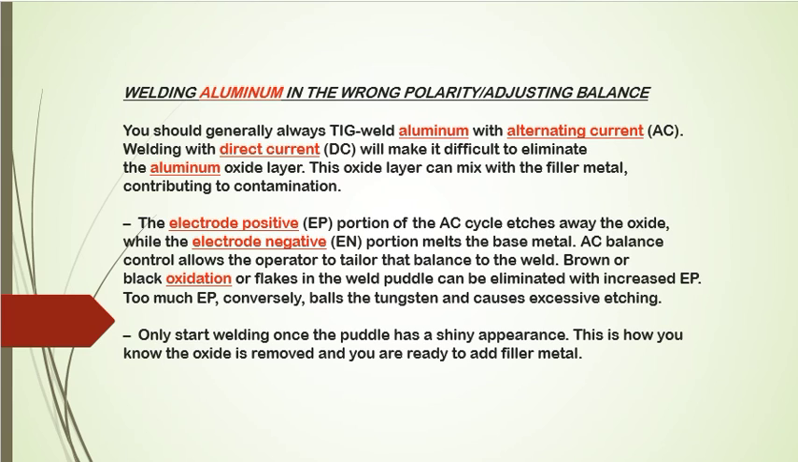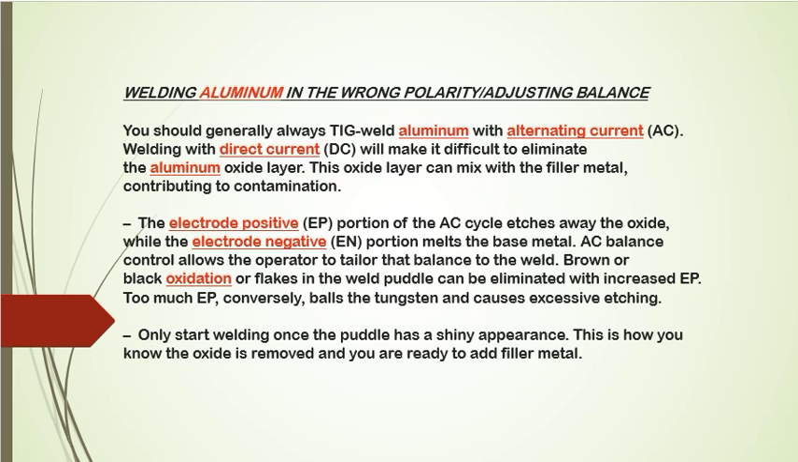You should generally always TIG weld aluminium with alternating current. Always use alternating current. If you use direct current, it will be difficult to eliminate the aluminum oxide layer. When you are welding aluminum, an aluminum oxide layer is created. With DC welding, that oxide layer cannot be removed, and it will be melted with your base metal and contribute to contamination.